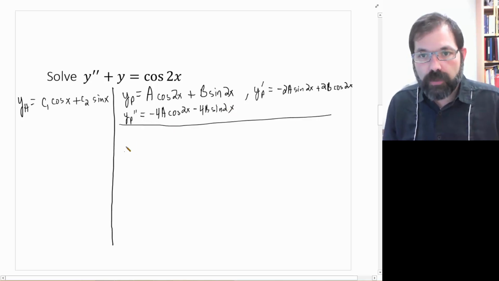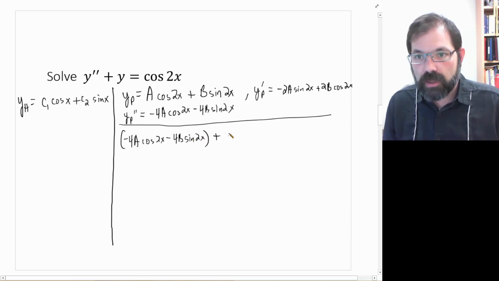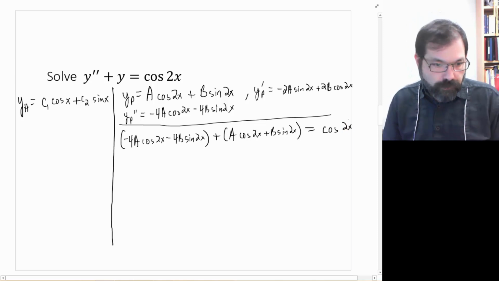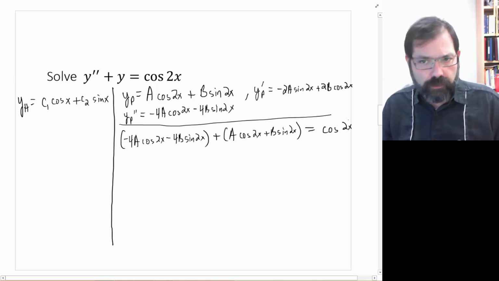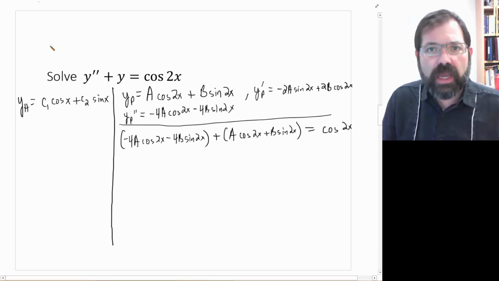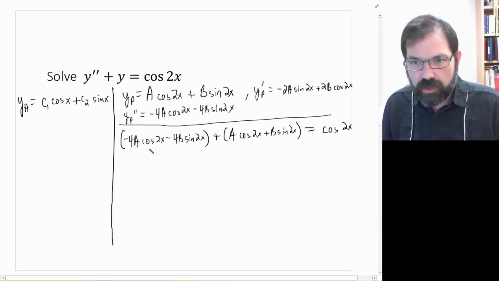Substituting into the differential equation, I would have negative 4a cosine 2x minus 4b sine 2x plus y, plus a cosine 2x plus b sine 2x, and we need that to equal cosine 2x. All right, so like we did with the previous exercise, we look at the coefficients. The terms have to match. So let's look at the cosine terms.